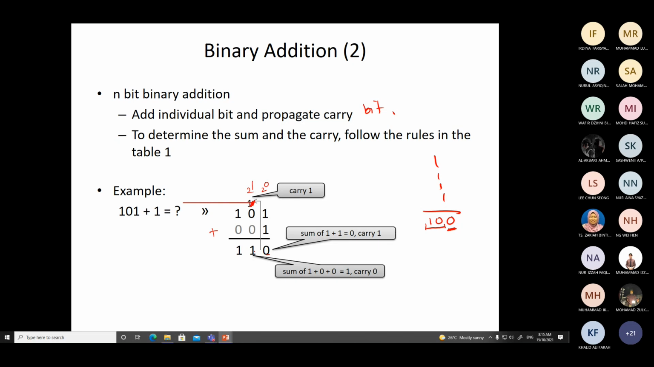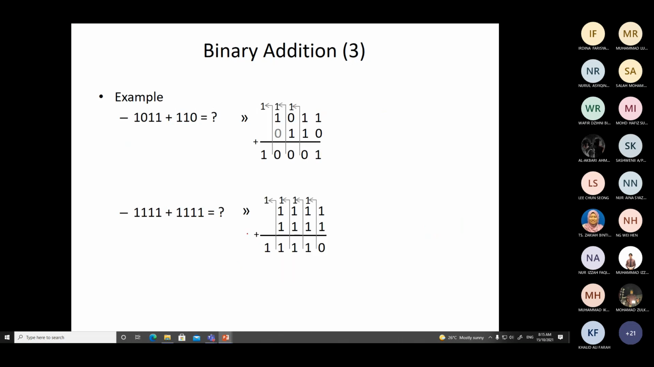So 1 plus 0 plus 0 is 1, so the sum is 1, and then 1 plus 0 is also 1. So this is binary addition. What if we carry forward and then there is no digit left to be added? For example, on this question, 1011 plus 0110.